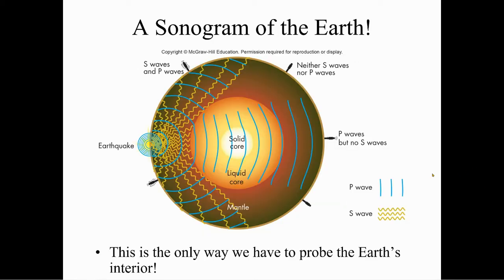So here's a sonogram of the Earth. And notice it's showing an earthquake here that could just as well say a nuclear practice bomb. All right. And notice this is the only way we have to probe the Earth's interior. So we have two different types of wave. We have P waves and we have S waves. Now, P waves will travel through water. They'll travel through liquid. They travel through all material. S waves, on the other hand, do not.